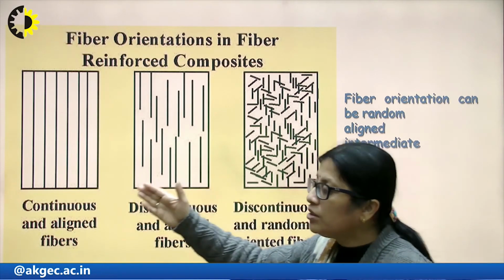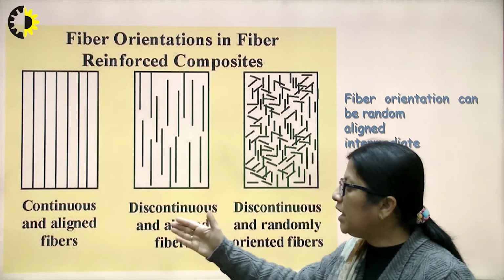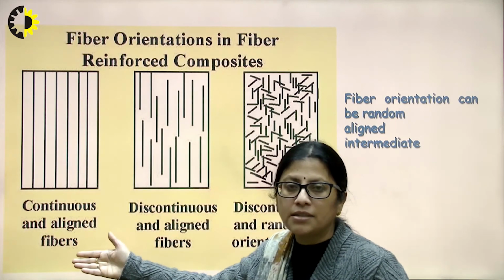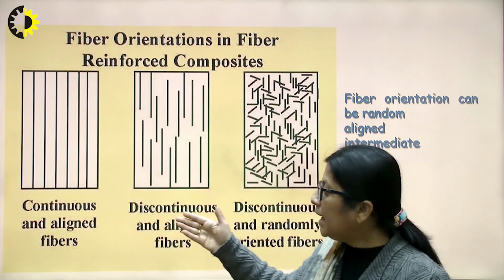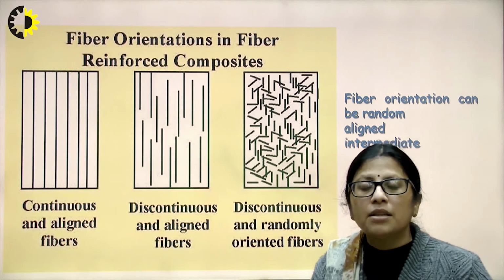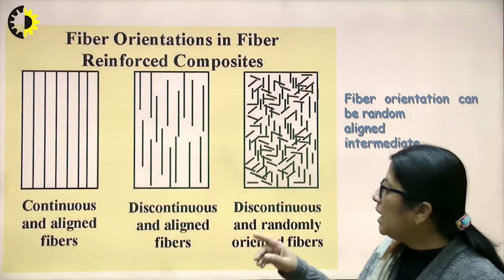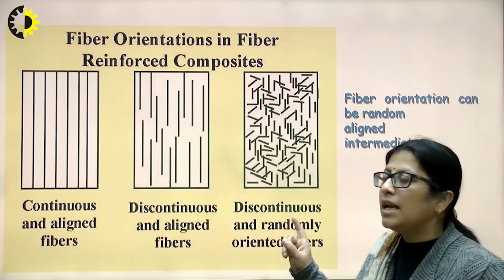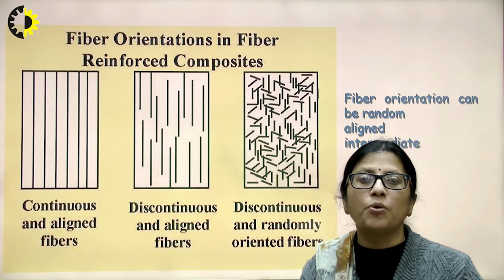So the strength of the composite is going to vary with the orientation of the fiber material. Here the fibers are continuous and aligned. That means they are going to provide full strength to the composite material. Here we can see that breakage is in between the fibers, therefore the strength of this type of composite material is going to be less. And in the third case, the fibers are discontinuous and randomly oriented. In this case, again the strength of the composite is going to be lesser.